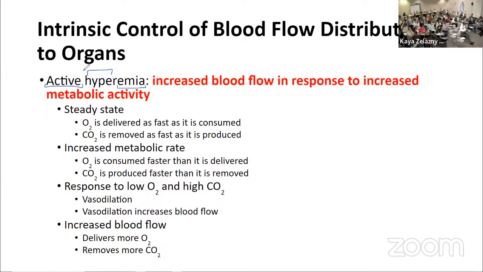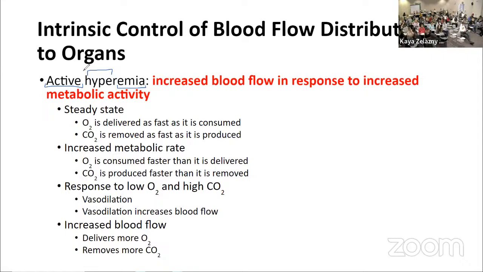But our baseline state is going to be that we have a steady rate at which your tissue is using oxygen and that it's producing carbon dioxide to be removed. So if we're at our baseline, we're going to see no extra buildup of either oxygen or carbon dioxide, because we're getting the right amount of oxygen. It's being delivered at the rate that that tissue needs it, that it's being consumed. And that blood flow is going at the right rate for all the carbon dioxide to get removed.